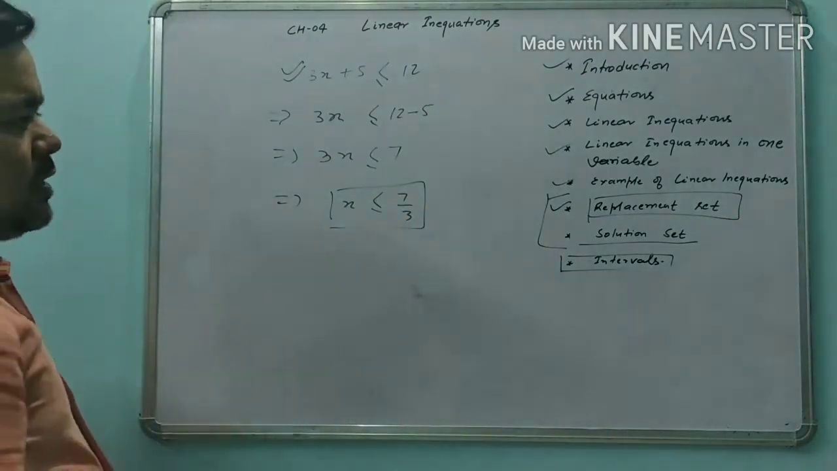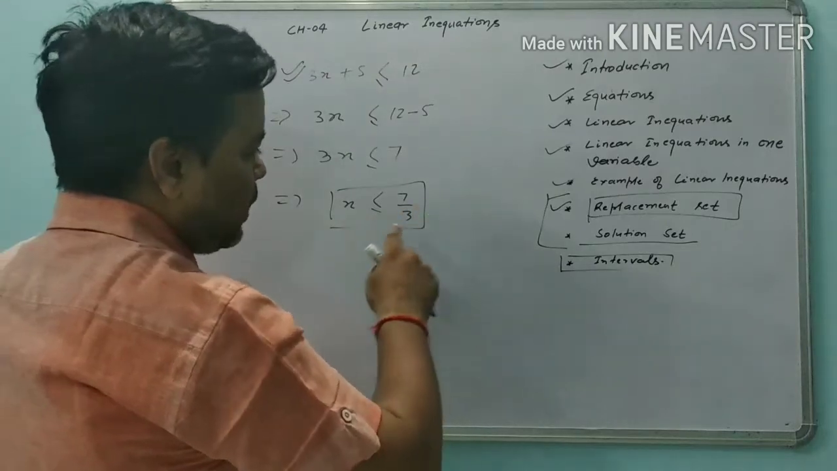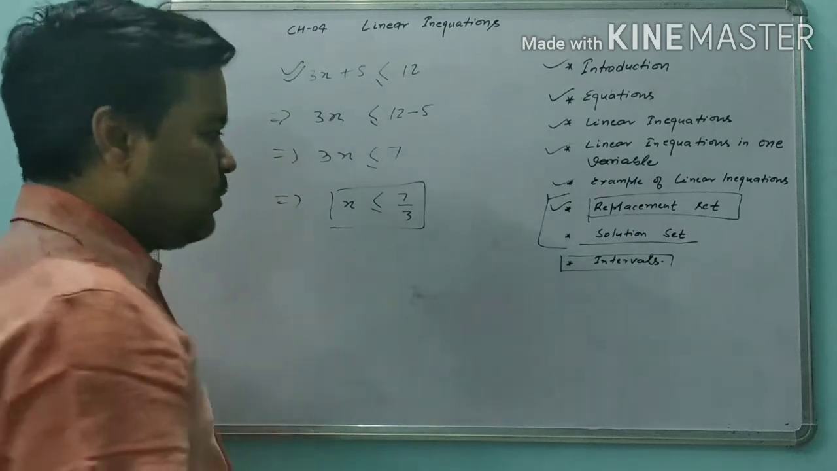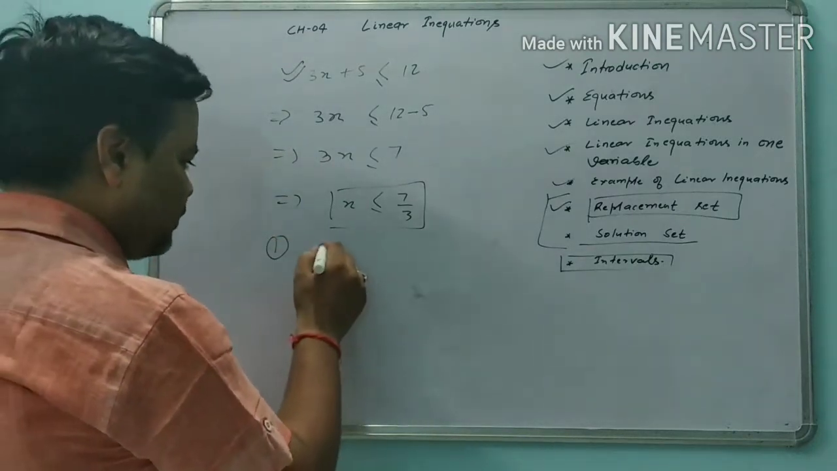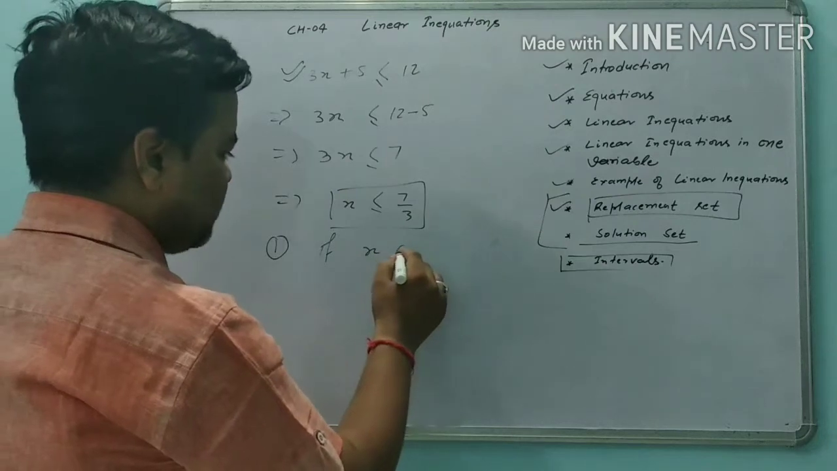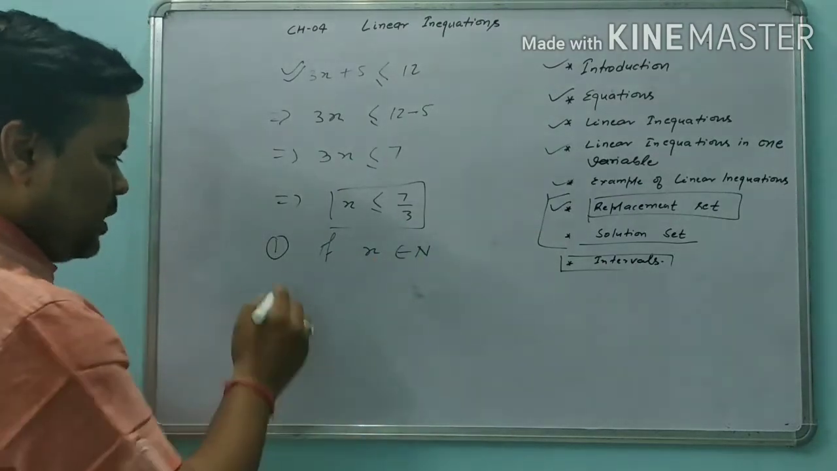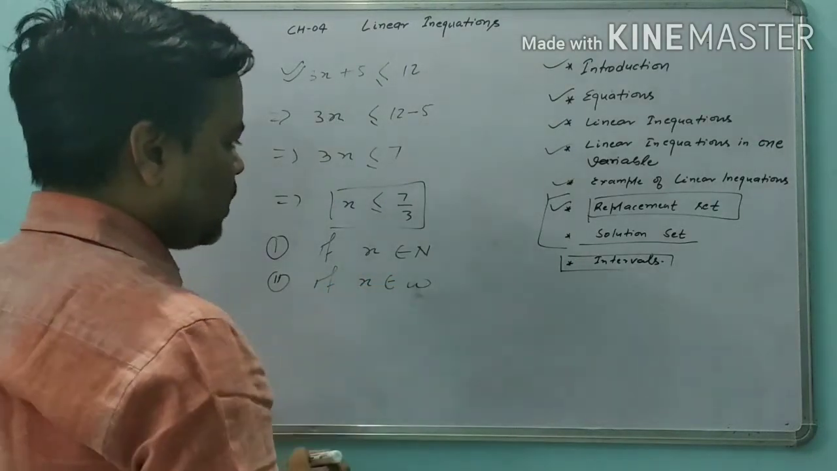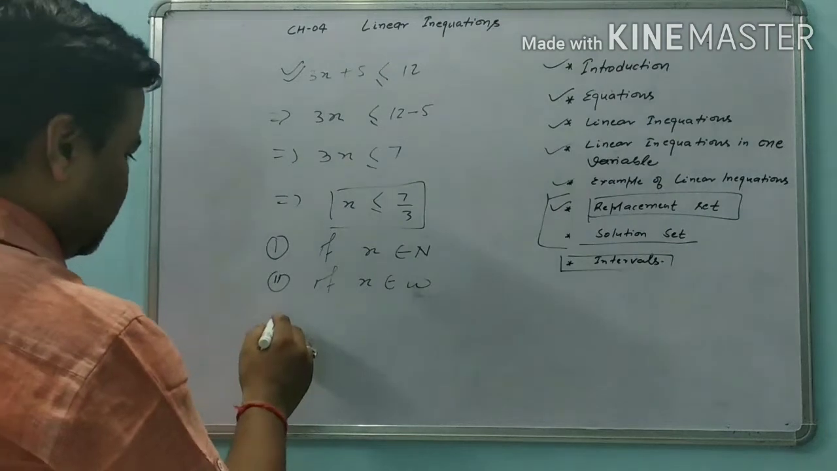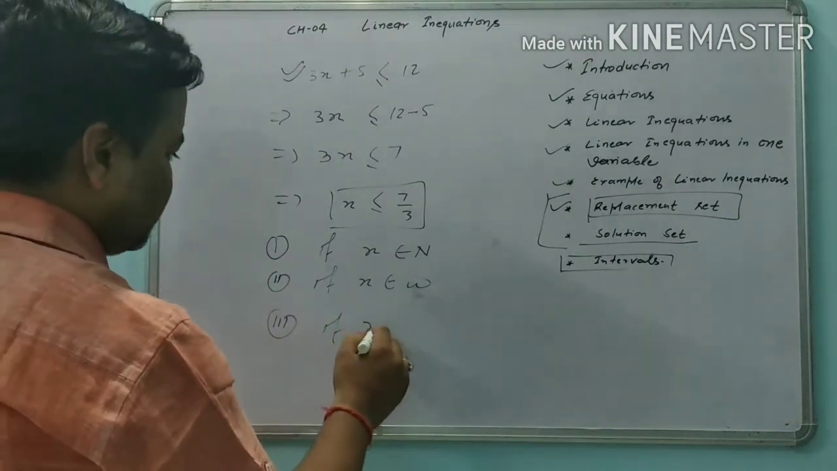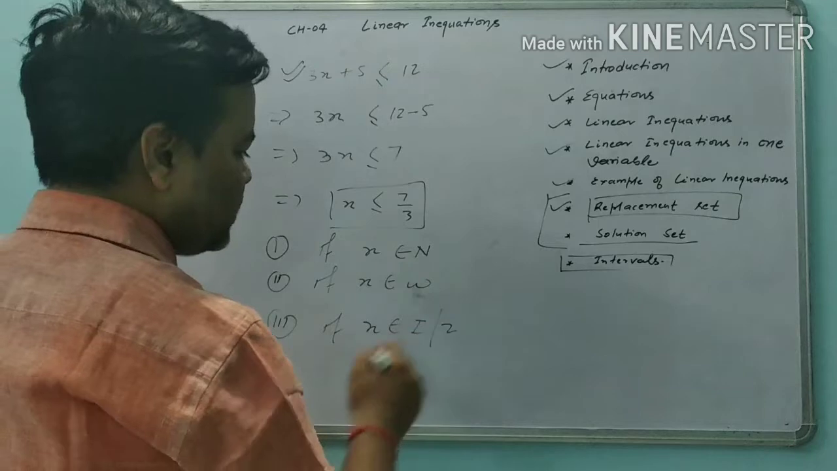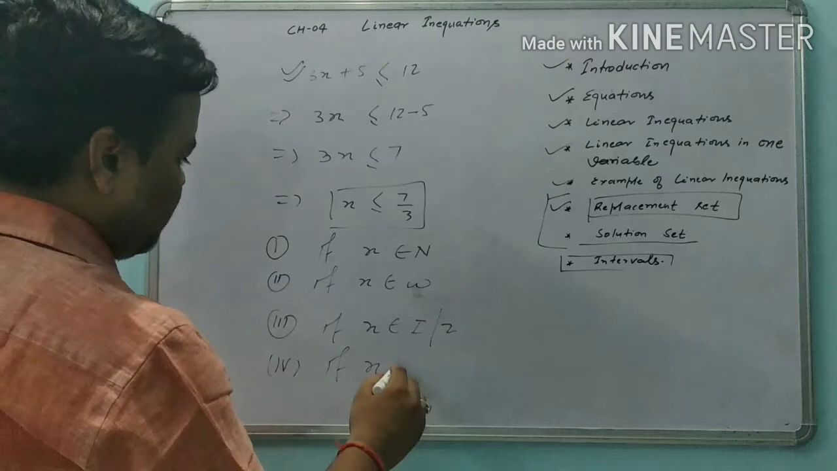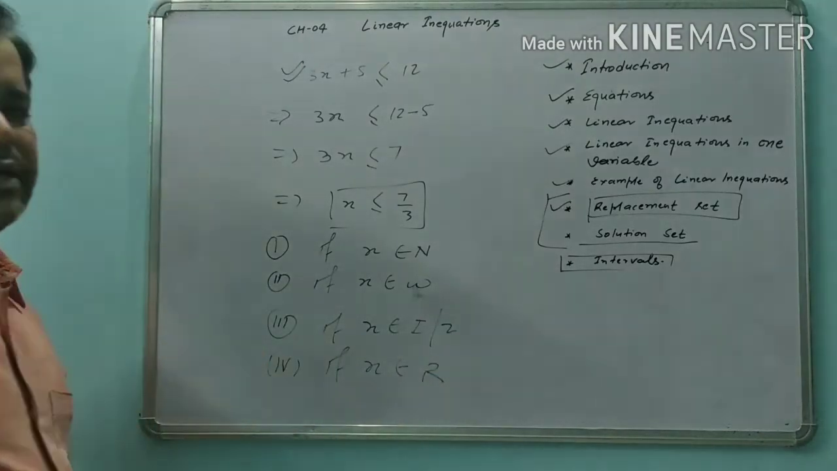Now I tell you, according to the replacement set, the solution set will be changed. How? First condition: if the replacement set means x belongs to the natural numbers, then what happens? The second case: if x belongs to whole numbers, then what happens? The third case: if x belongs to integers, then what happens? And the fourth one: if x belongs to real numbers, then what happens?